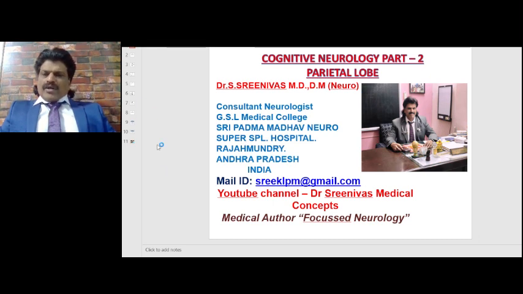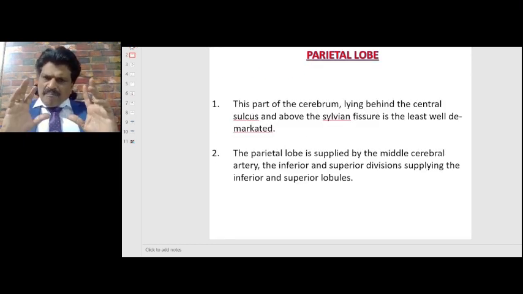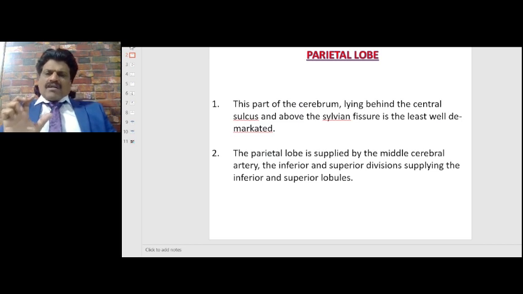Today we are going to talk about a very interesting topic, cognitive neurology part 2, parietal lobe. Parietal lobe. This part of the cerebrum lying behind the central sulcus and above the sylvian fissure is the least well demarcated. The parietal lobe is supplied by the middle cerebral artery, the inferior and superior divisions supplying the inferior and superior lobules.